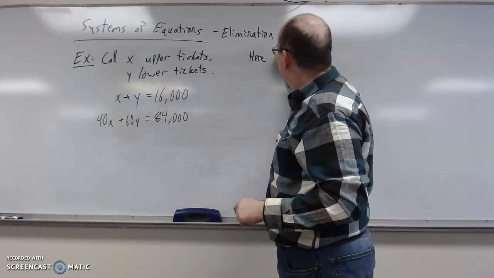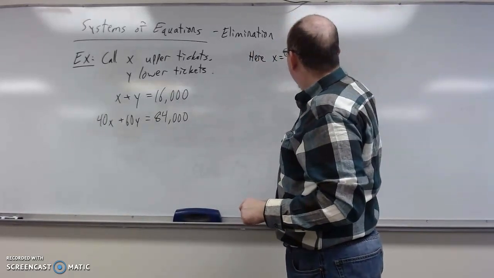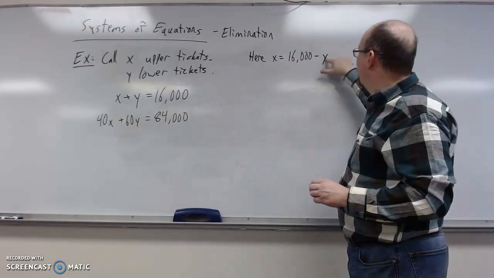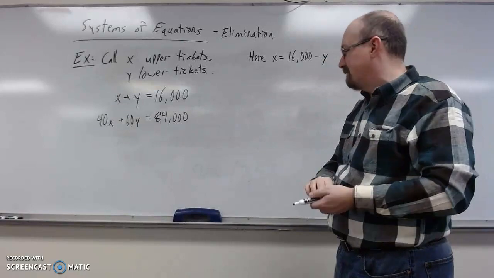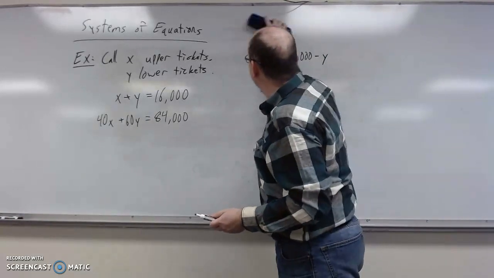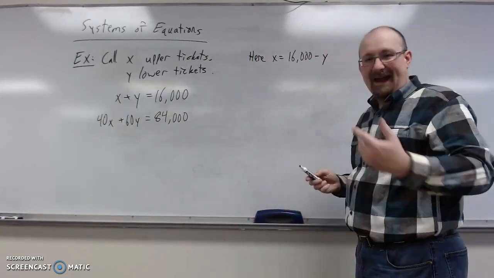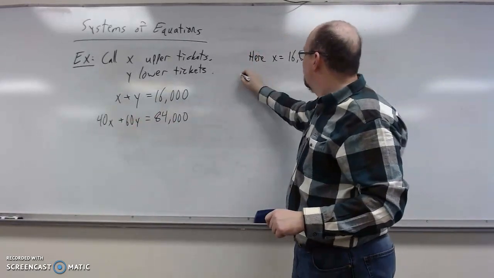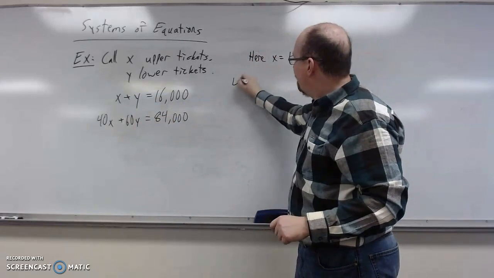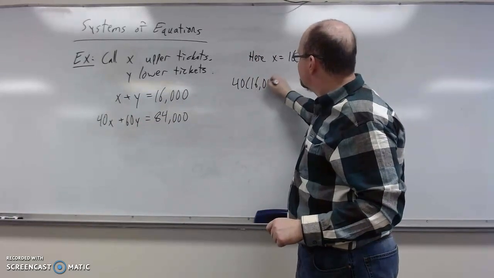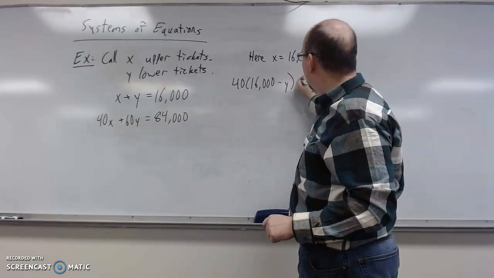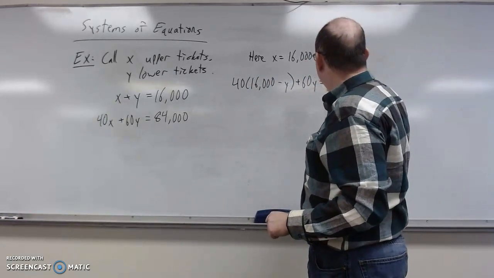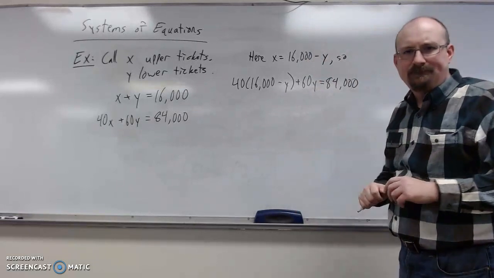Because we can get either variable by itself in that first equation just with a straightforward subtraction. So by elimination, we don't quite need it for this. So X is 16,000 minus Y. We plug that down in here. So we have 40 times (16,000 minus Y) plus 60Y equals 84,000.